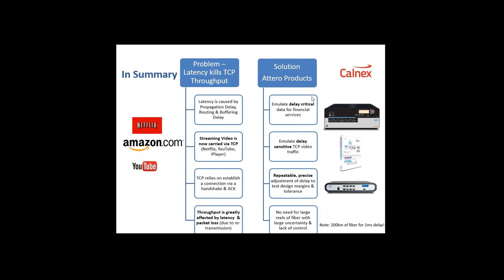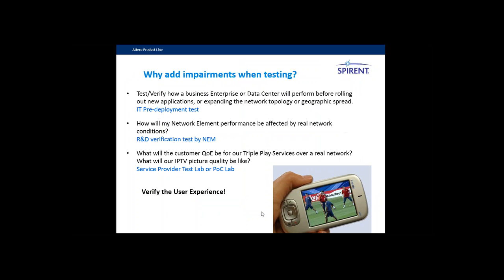So, in other words, and we've also talked about the problem of using fiber drums to emulate these delays. It's too big, too expensive, and you can't really control the delay. And therefore, you can use products like the Atero family from Spirent and Calnex to emulate very accurately delay critical data, for example, for financial services or video traffic. It's repeatable, precise, and controllable. You can emulate network effects like latency, loss, and errored packets using these products in a lab environment.